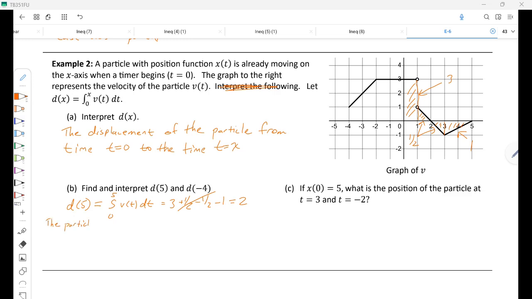The particle is 2 units to the right of where it was at time t = 0. Again, it's really specific, you know what I mean? Not from where it began, because it began all the way back at -4.